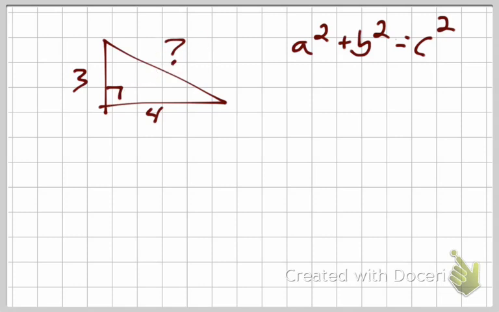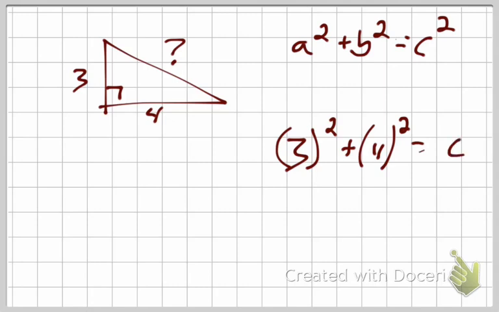So let's do this. Then we would plug these things in. We have 3 squared plus 4 squared equals c squared.